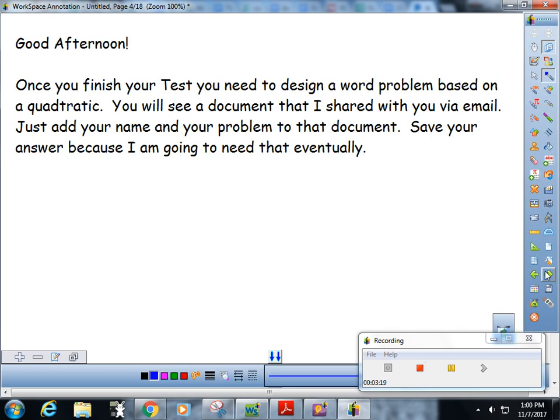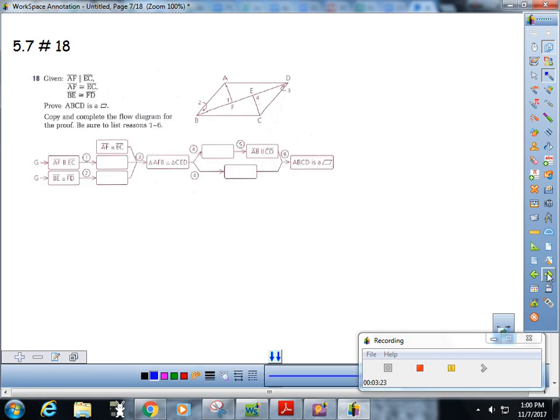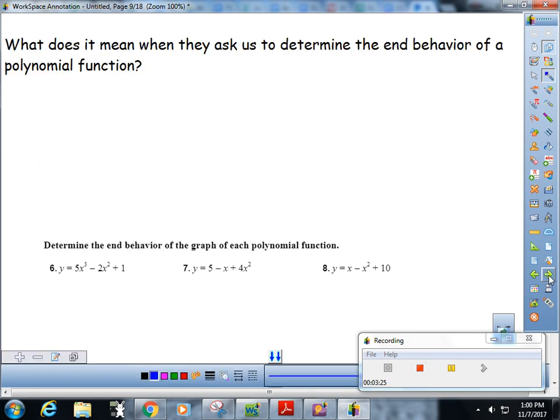Let's keep going. Here we go. What does it mean when they ask us to determine the end behavior of a polynomial function? Well, this is about graphs. And if you think about it, as long as the graph of something isn't a constant, there's only 4 options for how a graph can go.